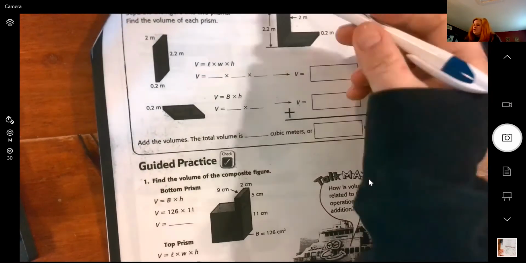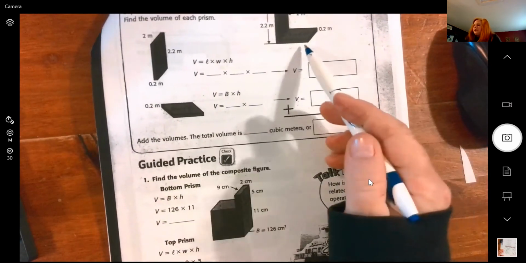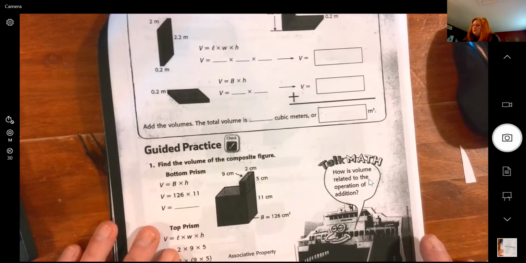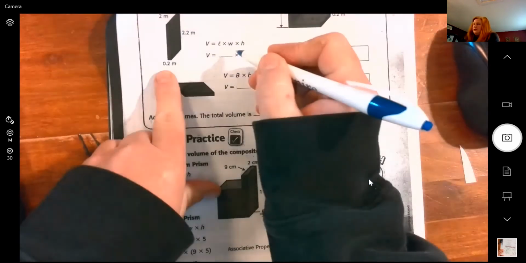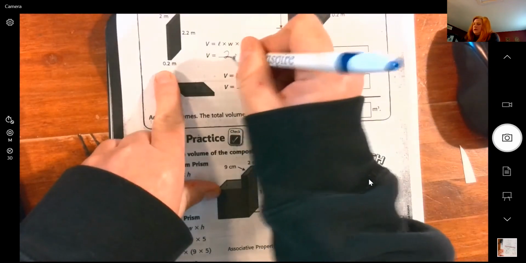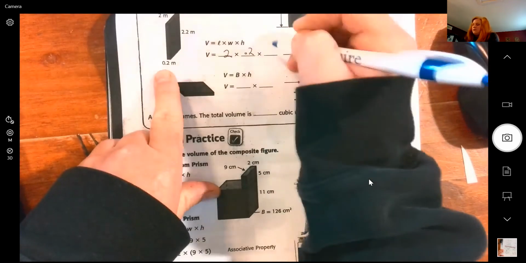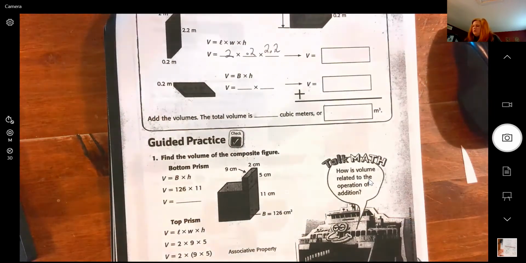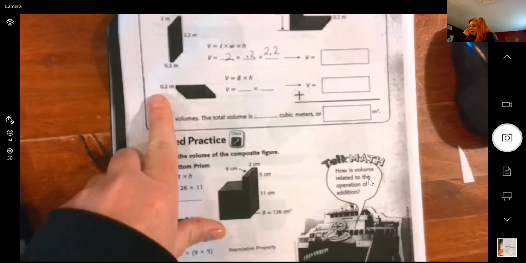All right, this shape is made of two different rectangular prisms. So we're going to do our length, width, and height. It doesn't matter if you get them in the wrong order because the commutative property says it doesn't matter, it's multiplication. Then you're going to find your next one.